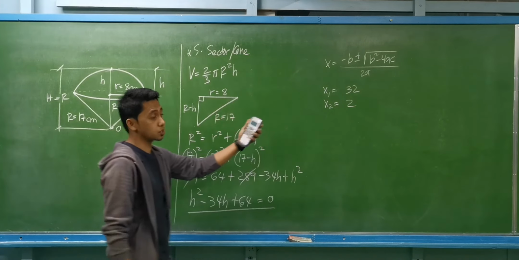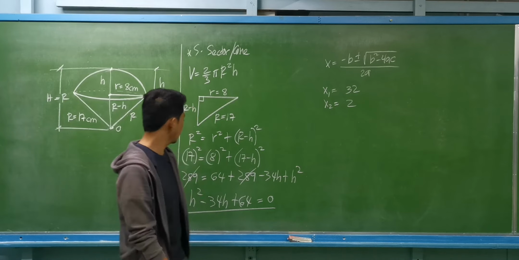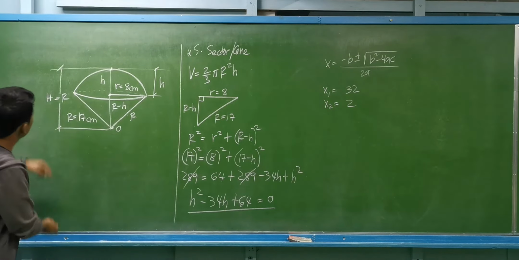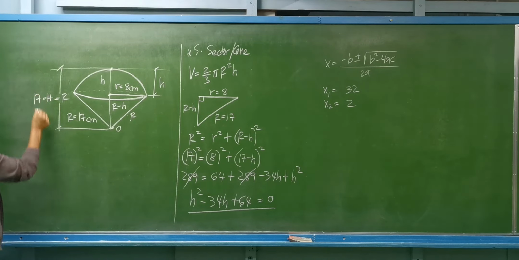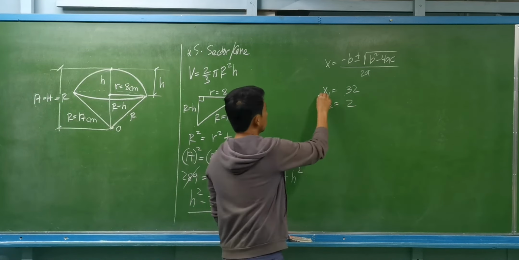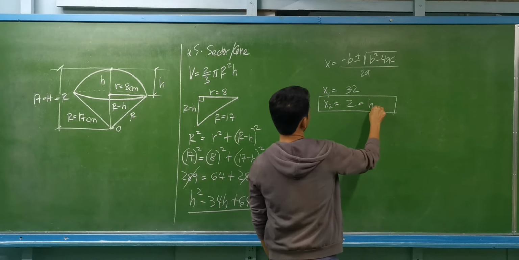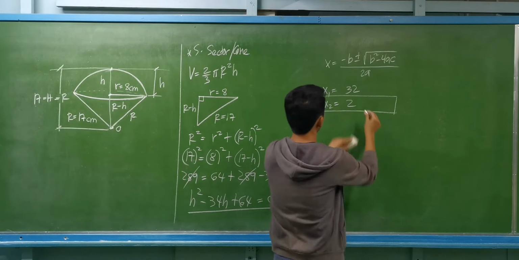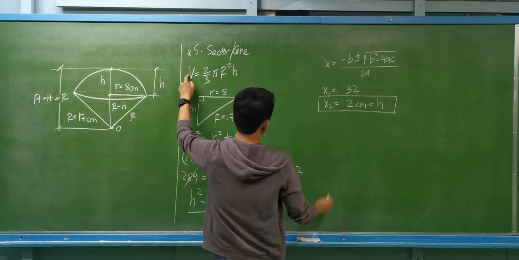So which among them is the answer, or the more realistic value of h? Are we going to use 32? Take note, this radius is only 17, so it is impossible to have a value of 32. Therefore, this is the other root. We are using 2 as the height of the spherical zone, so 2 centimeters. So we can now have the volume.